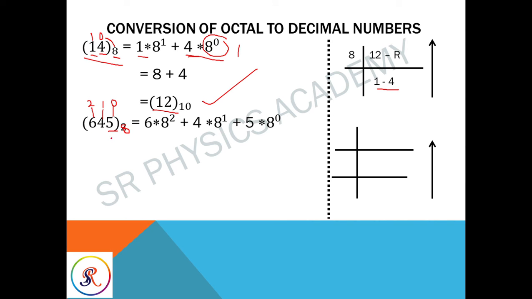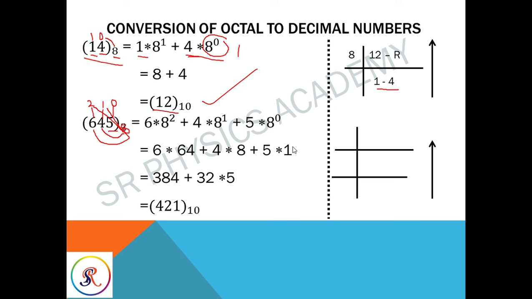See, 5 into 8 power 0 plus 4 into 8 power 1. Next, plus 6 into 8 power 2. So after multiplying, we got 64 plus 4 into 8. We know that 5 into 1. So 384 plus 32 plus 5, 421 base 10.